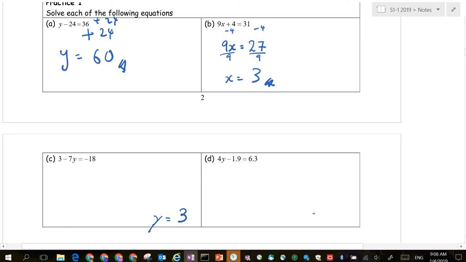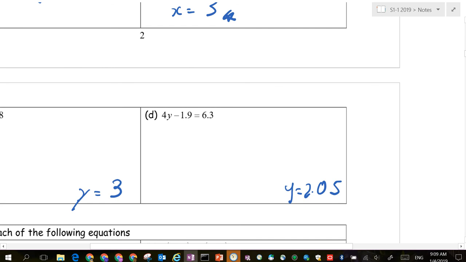Now let's try D first. Wei Ling, what do I do with minus 1.9? Both sides must what? Plus 1.9. So can you write down plus 1.9? What is 6.3 plus 1.9? 8.2. Right? Now next, what do I do? Both sides must what? Divide by 4. Can you try to press your calculator? What is 8.2 divided by 4? 2.05. So now you understand why it is this answer?